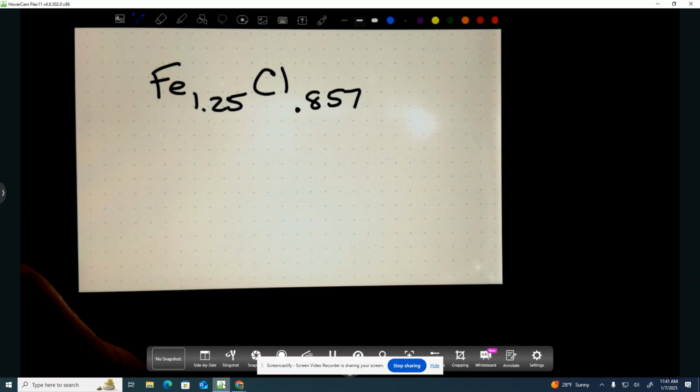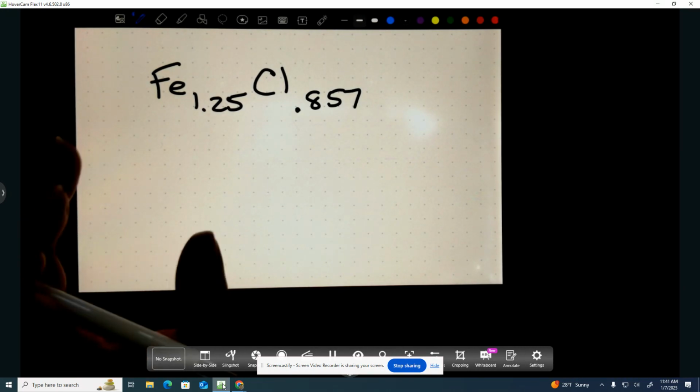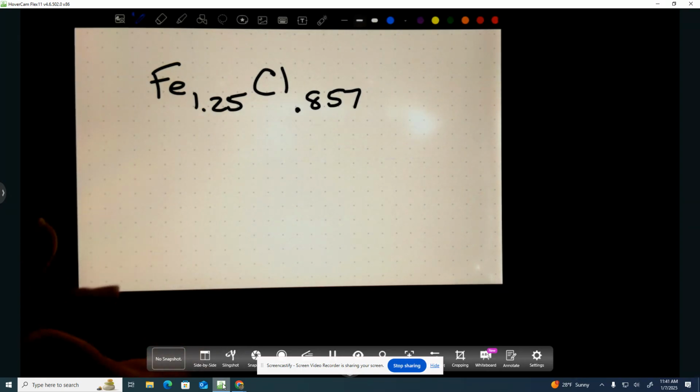Because when they are looking at samples of something, you need to be able to manipulate those samples to figure out how much of each thing you have. That's why. Why do you need to know? Because that's what the curriculum says you need to know.